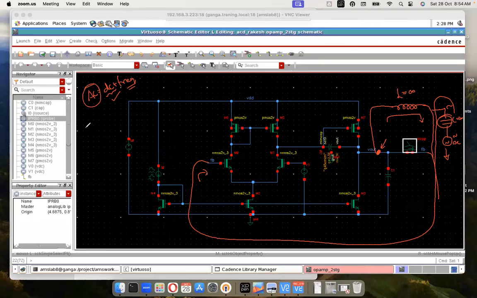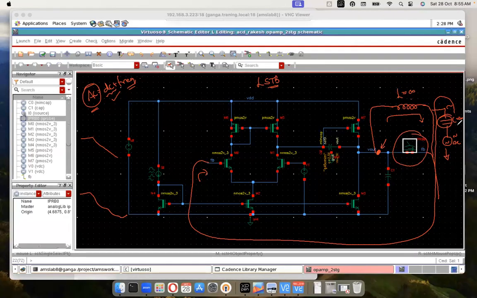Or there is a second way, if at all you have to look at the AC performance, which is nothing but the magnitude and phase of the response. The second way is to go ahead with something known as LSTB, or simply stability simulations, STB simulations, where instead of L, C, capacitance, and the AC source, all you have to use is an iProbe.